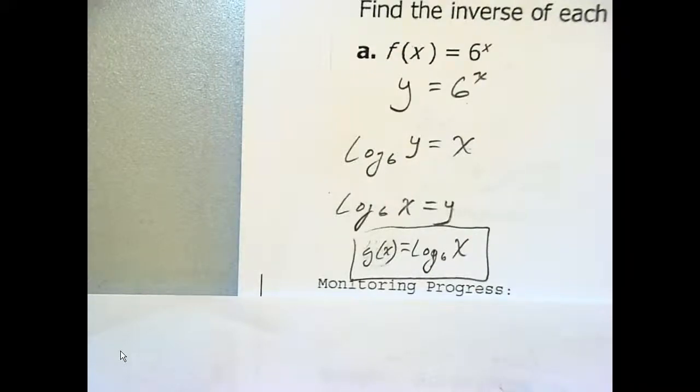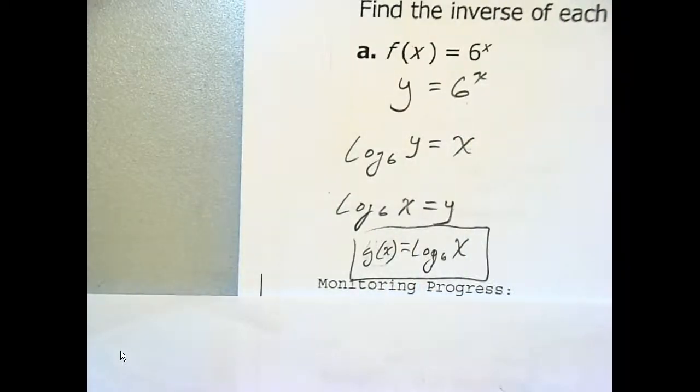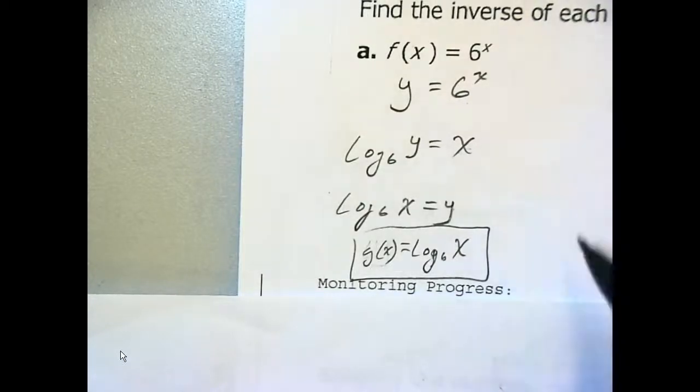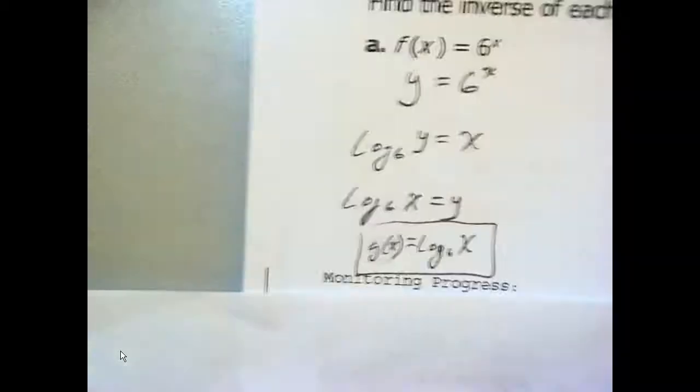Okay? Now remember, these are inverses. Tell your neighbor what the graphs will look like then. They will reflect over y equals x. Yeah, there'll be reflections over y equals x. Okay, any questions on part A?